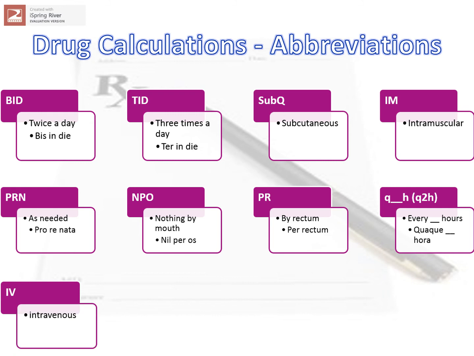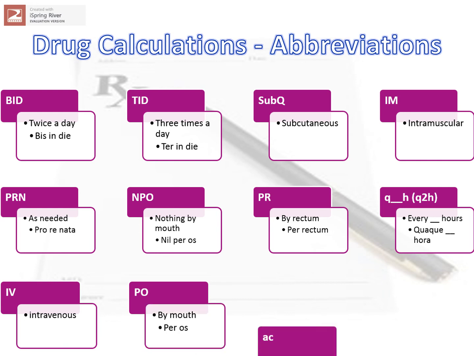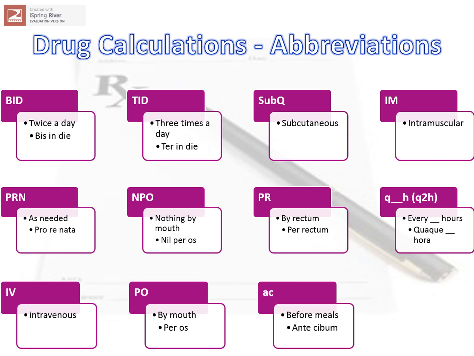IV is intravenous. That's in the vein. PO is by mouth, per os. AC is before meals, ante cibum. Ante means before, and cibum means meals or eating. PC is after meals, and that's post cibum, like post-operative, after operation. Post means after.